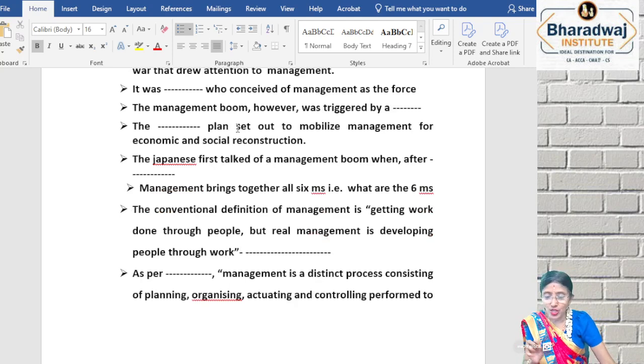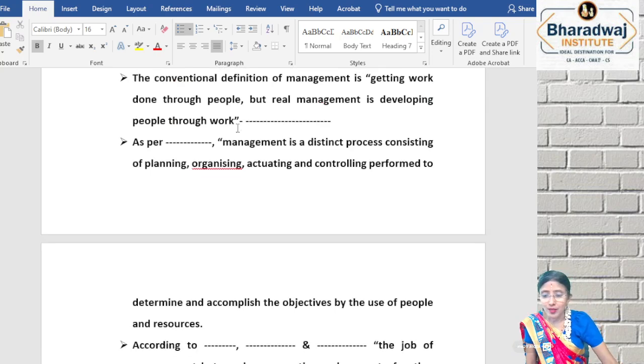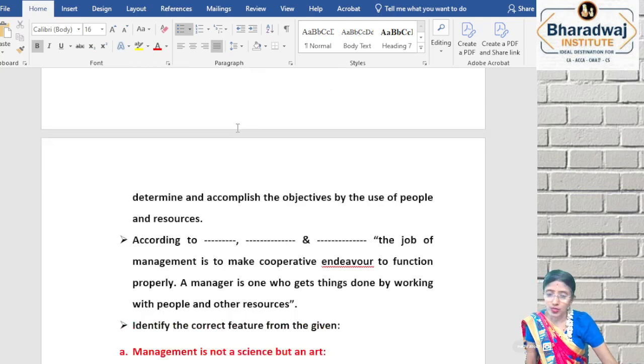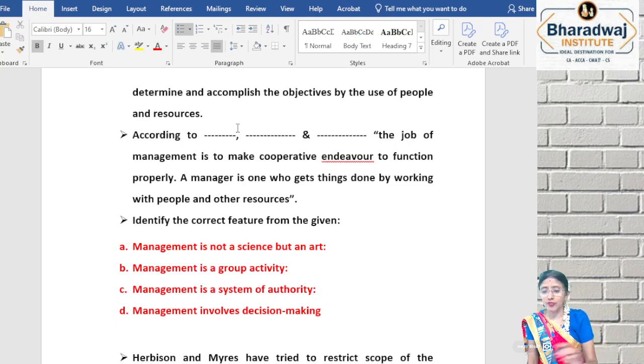Now a small twist again with through and with people they are doing. As per Dash, management is a distinct process consisting of planning, organizing, actuating, and controlling, performed to determine and accomplish the objectives by use of people and resources. According to Dash, the job of management is to make cooperative endeavor function properly. A manager is one who gets things done by working with people and other resources. Identify the correct feature from the given.